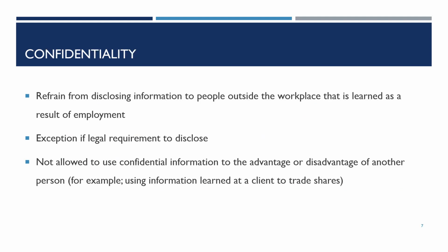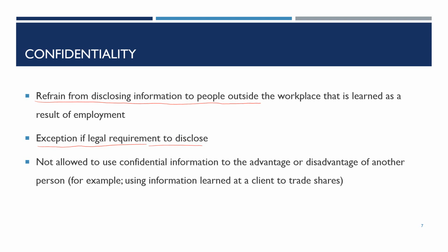Confidentiality is another important fundamental ethical principle. This can be found in subsection 114 of APES 110. This means the auditor must refrain from disclosing information to people outside the workplace. So whatever the auditor has learned as a result of their employment, they are not permitted or allowed to discuss with outsiders. There is an exception, and that is if there is a legal requirement to disclose, and that sometimes happens. For example, where a court case may be in progress, and the auditor may be required to provide evidence.